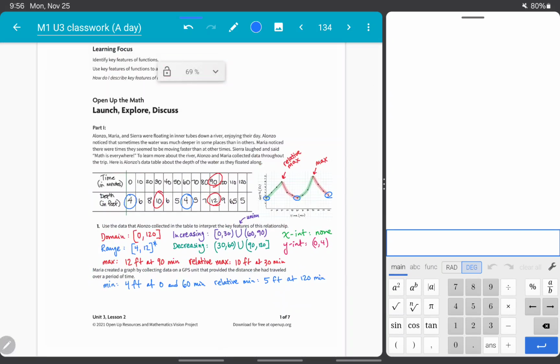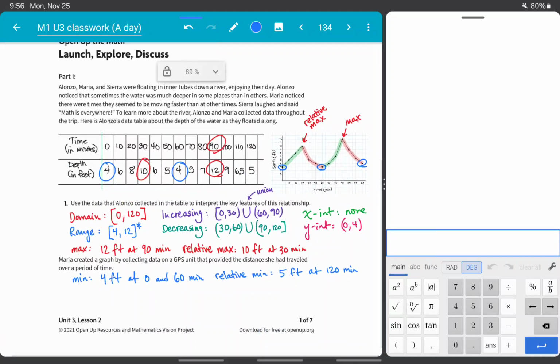Okay, let's see, what else can we talk about? We can also say whether it's discrete or continuous. Because we're talking about the depth of the river over time, there's always a depth. So this is going to be a continuous function. Okay, let's see. Can we say anything else? I think that's about it. All right, so we got domain, range, intervals of increase and decrease, intercepts, maximums and relative maximums, minimums and relative minimums, and whether it's a discrete or continuous function.